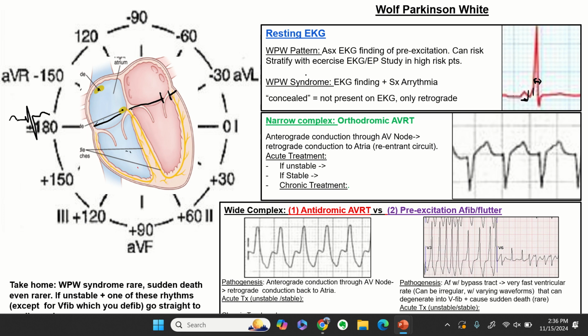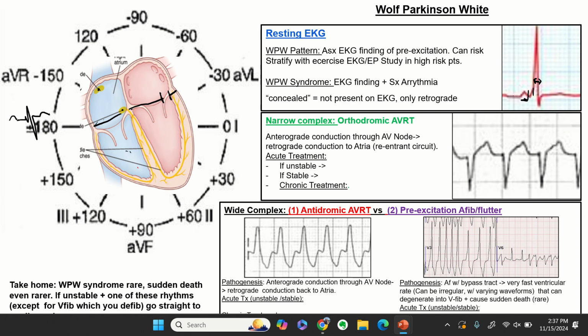Now, there is a difference of Wolff Parkinson White pattern. This is patients that have this pattern, but they don't have arrhythmias secondary to it. A lot of times, maybe at higher rates, this bypass tract shuts off. They're not able to really get conduction through the bypass tract, so they never get at a high risk for arrhythmia. But in Wolff Parkinson White syndrome, people have that EKG finding, and they have symptomatic arrhythmia. You can do EP studies in patients that are high risk to see if they can have high rate of conduction through that bypass tract, which subsequently will help treatment for these patients.